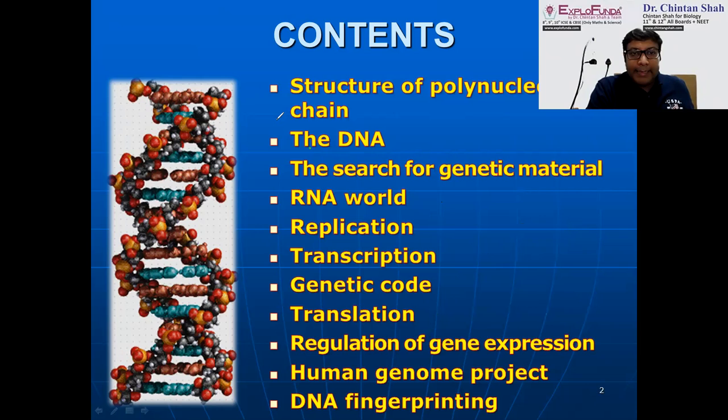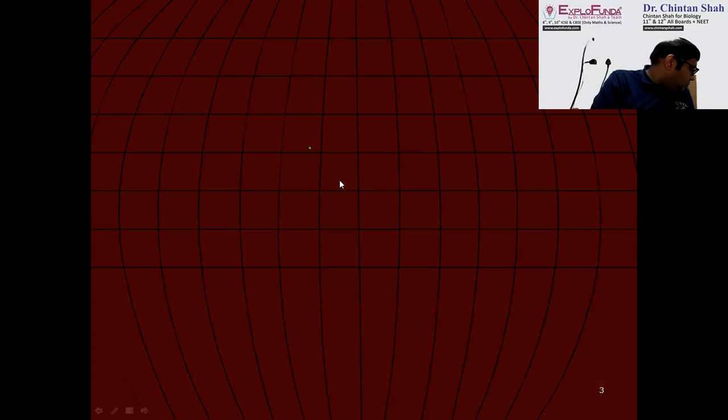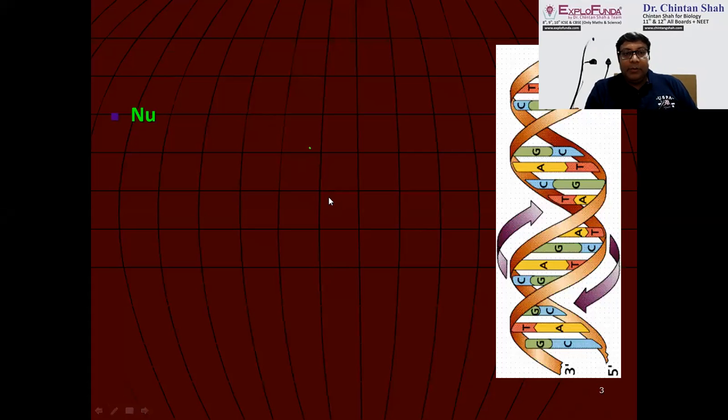The next is about what? We are going to study one thing, and that is DNA. In detail we are going to study about the DNA. Here you can see this is the DNA.